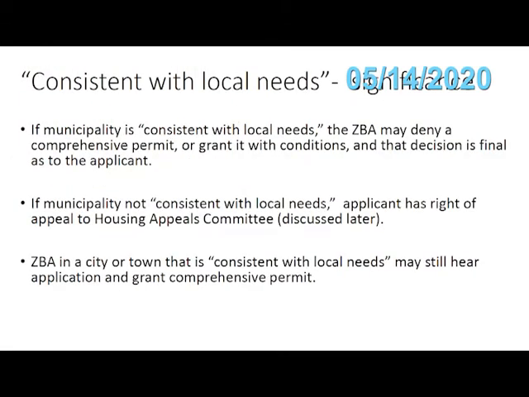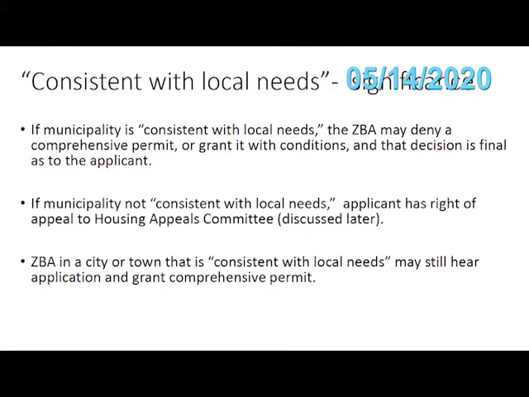If the municipality is consistent with local needs, the Board of Appeals can approve the project with conditions or deny the project, and the applicant does not have an appeal to the Housing Appeals Committee. That decision of the Board of Appeals is final as to the applicant. And that's why this carrot and stick approach has stayed on the books for so long. The carrot is get to one of those consistent with local needs statuses. The stick is, if you don't, the Housing Appeals Committee is likely going to overturn the Board of Appeals decision.